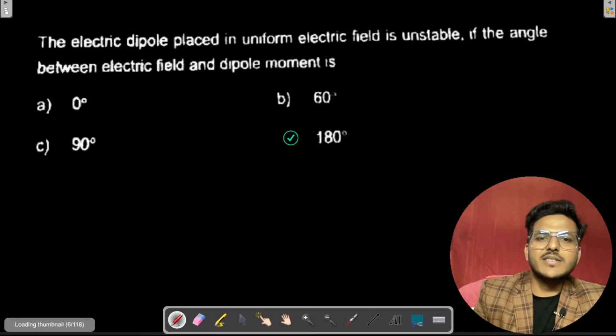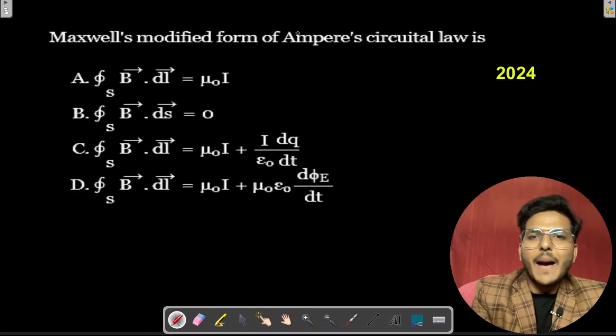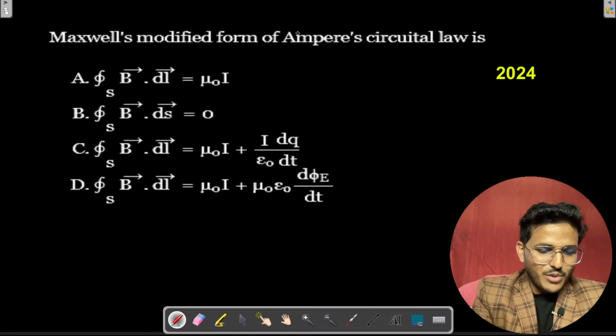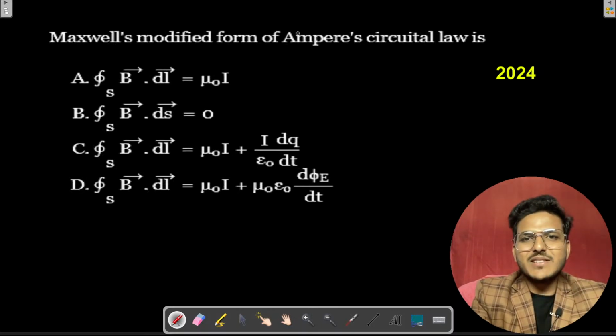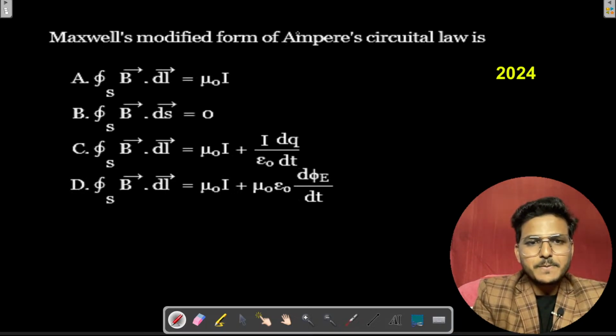The second question is about Maxwell's modified form of Ampere's circuital law. Just try to answer the first, second, third and fourth options. I think the first and second, as you know, are not possible. For the third and fourth, just see and answer, please.